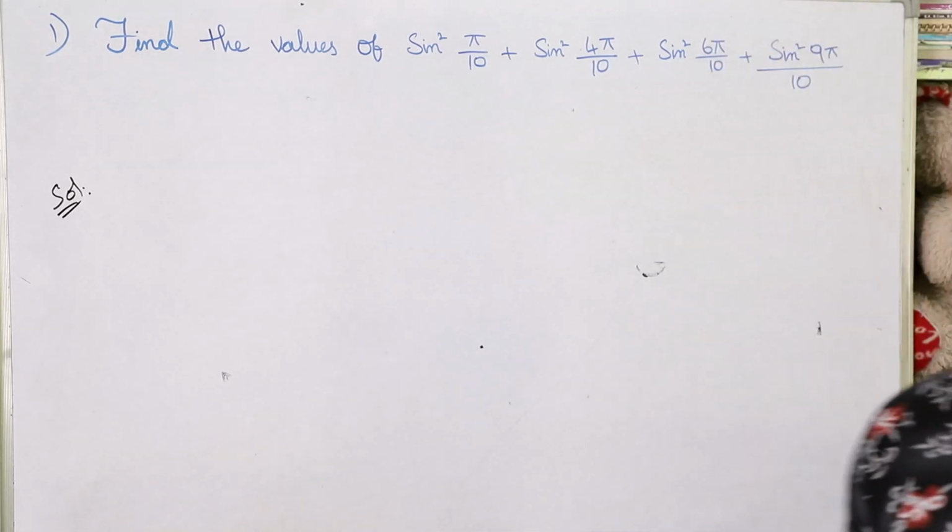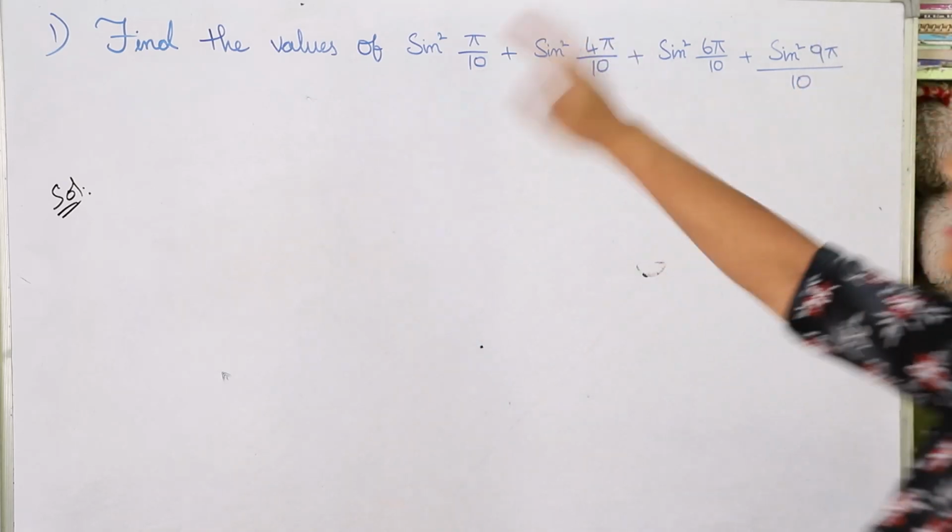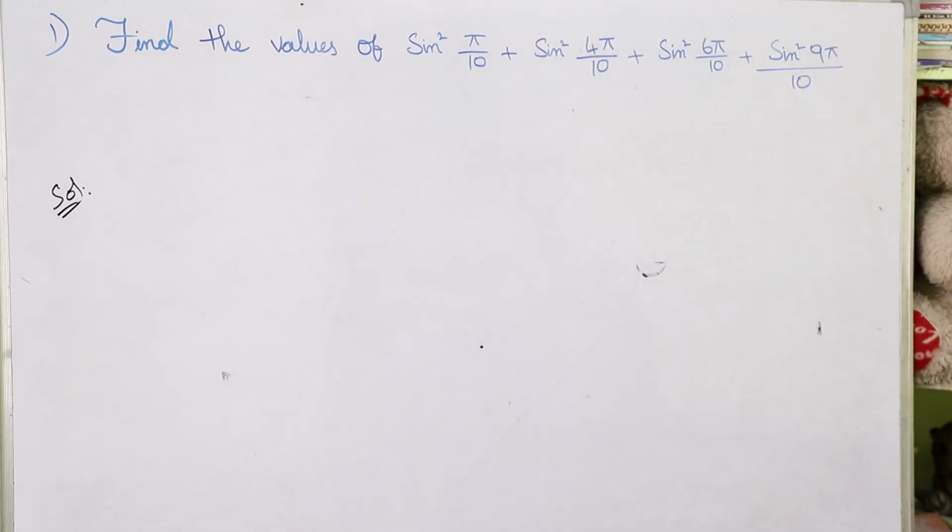Let's start with the trigonometric ratios. The very first question over here: find the value of sine square pi by 10 plus sine square 4 pi by 10 plus sine square 6 pi by 10 plus sine square 9 pi by 10. Now, here is the solution. Let's solve the given question.